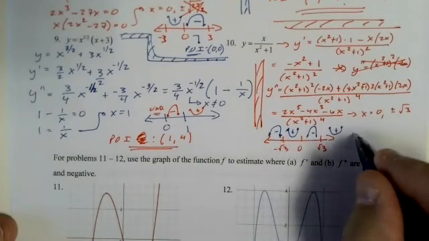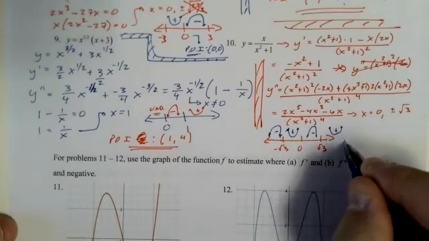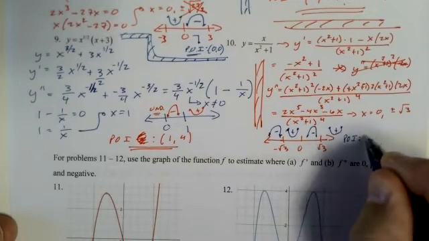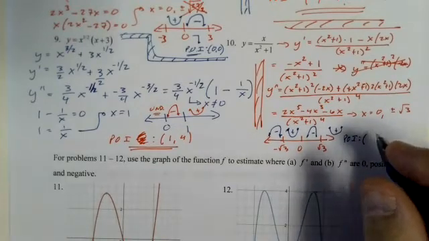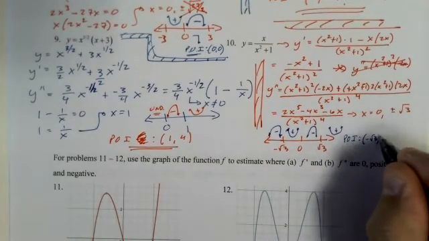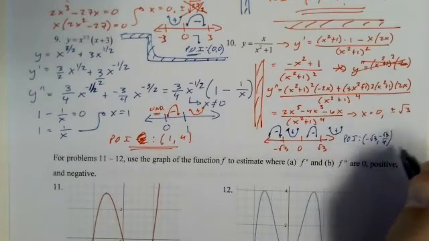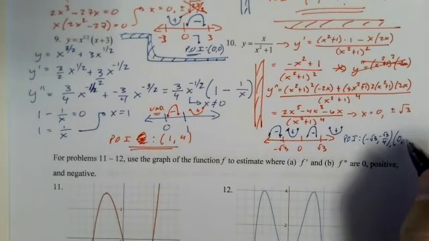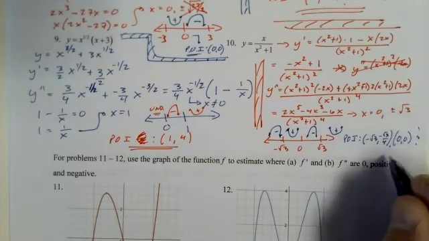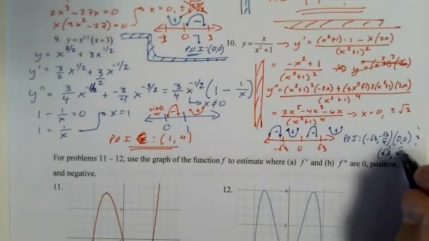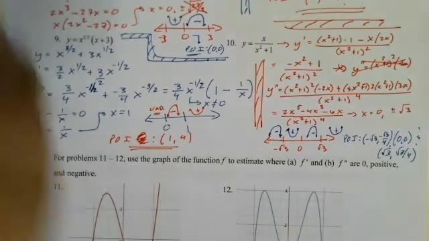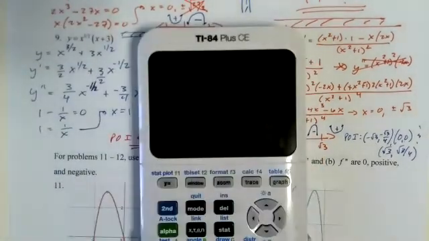So we have POI at negative root 3, negative root 3 over 4, 0 comma 0, and root 3 comma root 3 over 4. That is hard.